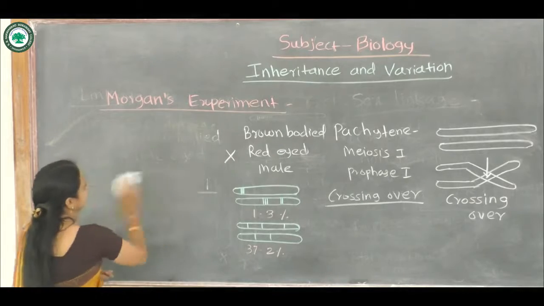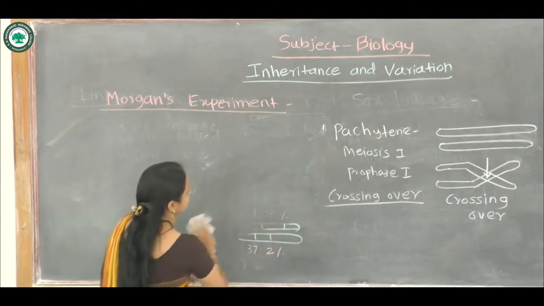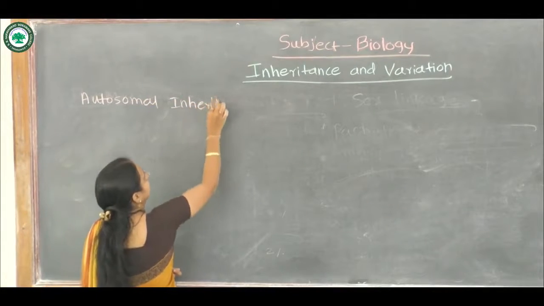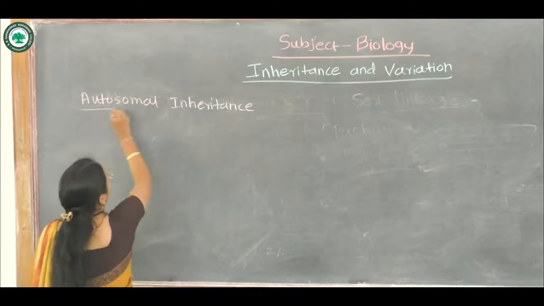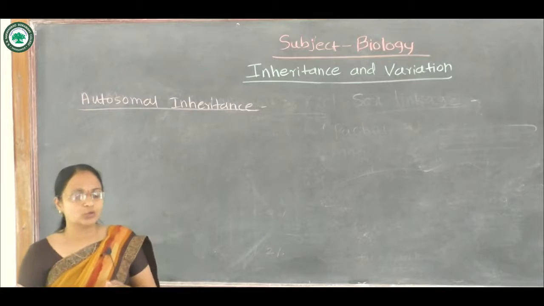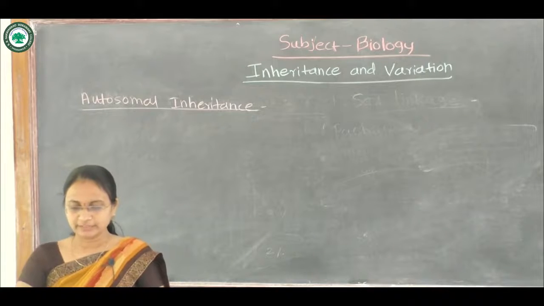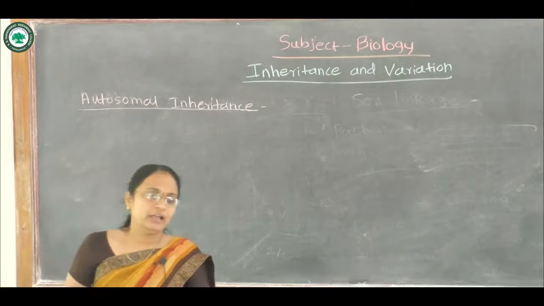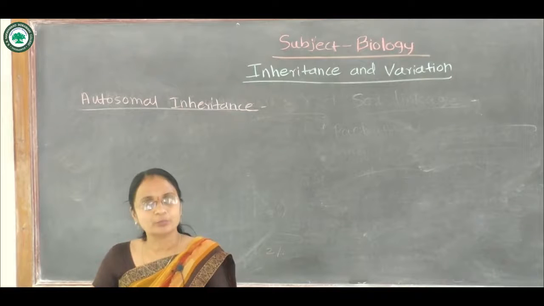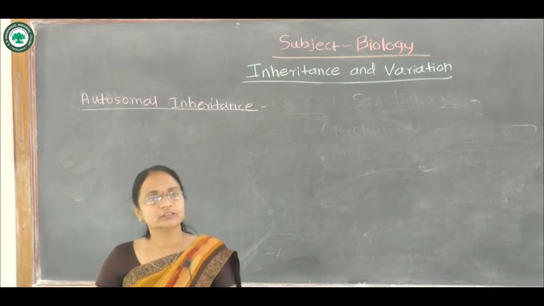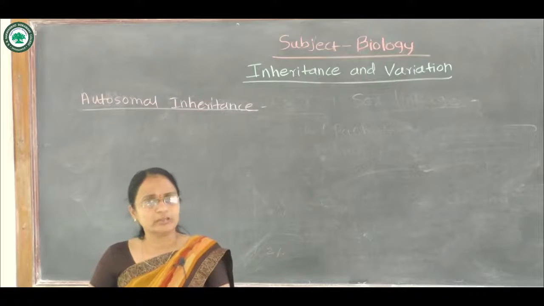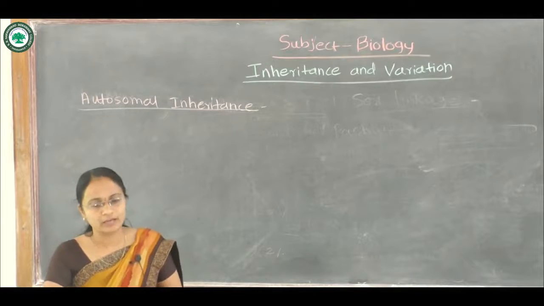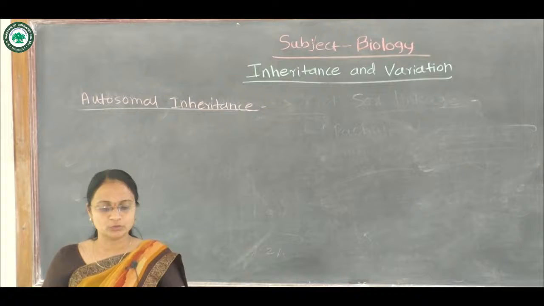Now come towards the next, autosomal inheritance. This autosomal inheritance is related to the characters which are transferred through the autosomes. As we know, two types of chromosomes are present in the body, the sex chromosomes as well as the autosomes, and the characters related to the autosomes are responsible for causing this type of inheritance.